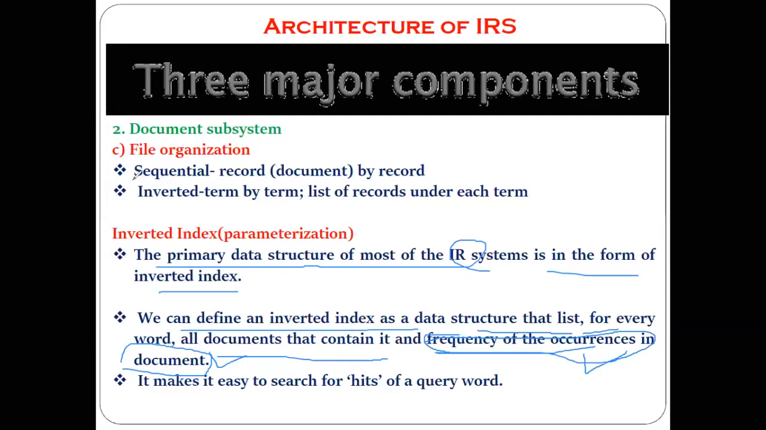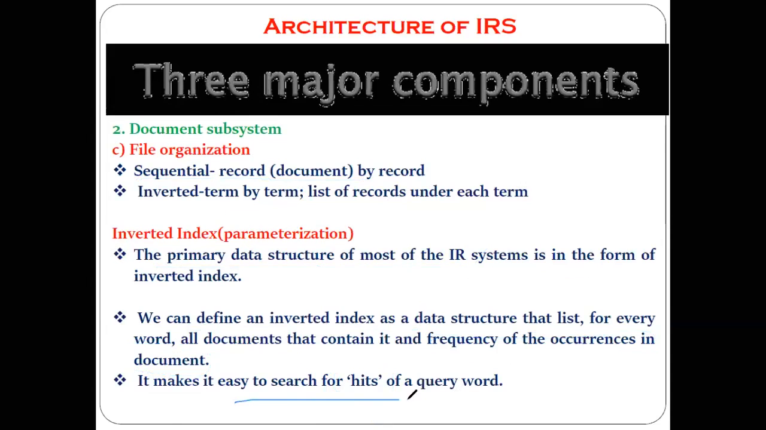Now, to do the indexing there can be one way, sequential ordering, where we don't consider any weightage of the word, sequentially, in a linear way. But in the inverted index, term by term, the list of records under each term is considered based on how many times a certain term has occurred in that particular document. With the help of that, the hit ratio is calculated, and the result is presented to the user.